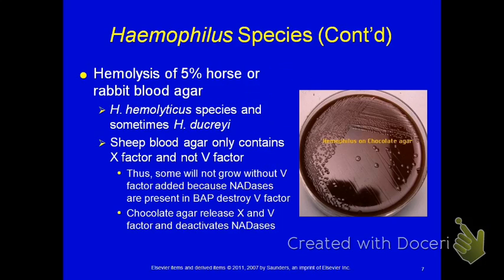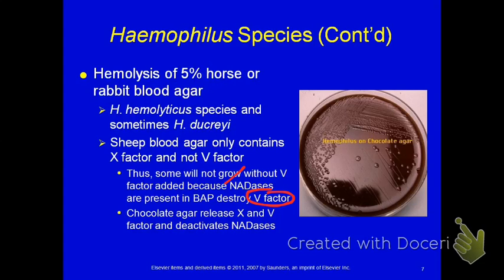And the usual source of hemine is RBC or the blood. But since it doesn't have V factor, blood agar plate may not totally support the growth of Hemophilus species that would require both the X and V factor. Thus, as it says here in the bullet, some will not grow without the V factor added because NADases are present in blood agar plate and this is the one that destroys the V factor. What are these NADases? NADases are enzymes that destroy the NAD or the nicotinamide adenine dinucleotide.